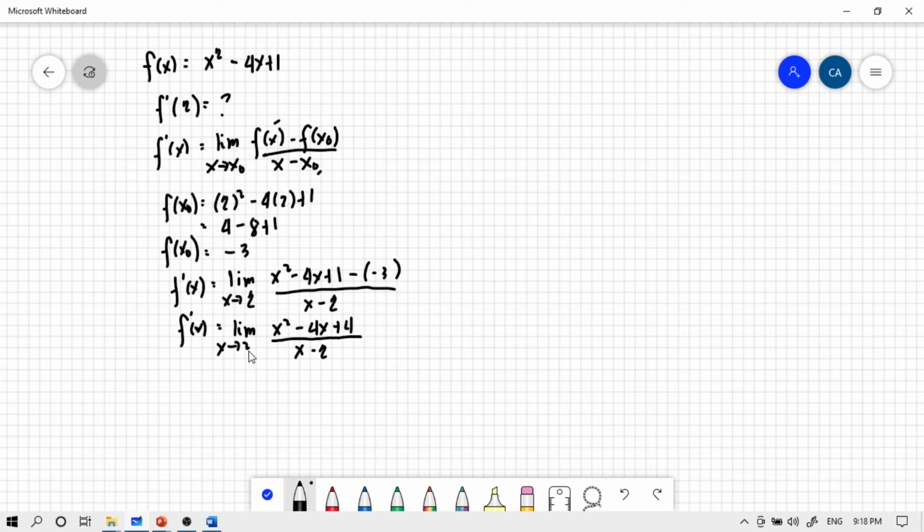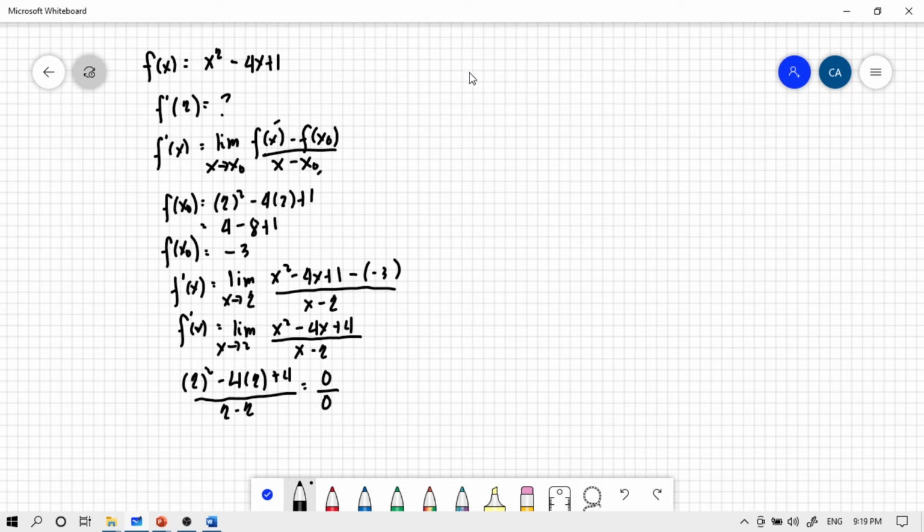So let's try to substitute 2 sa ating equation. So we have 2 squared minus 4 times 2 plus 4. Divide by 2 minus 2. So we have 4 minus 8 equals negative 4 plus 4, we have 0. Divide by 2 minus 2, we have 0. So meron tayong sagot na nasa indeterminate form. So kailangan nating i-factor yung numerator natin.